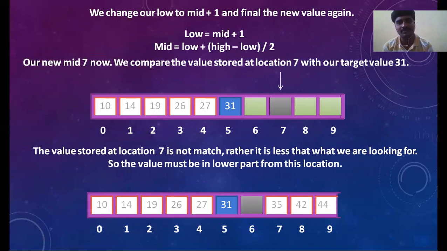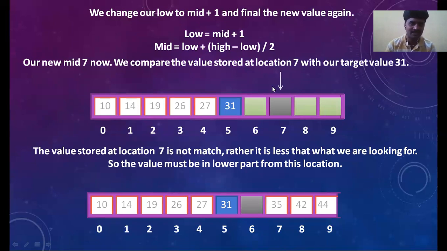So low equals mid plus 1, which is 4 plus 1, that is 5. Mid equals low plus (high minus low) by 2. So our new mid is 7 now. We compare the value stored at location 7 with our target value, which is 31.